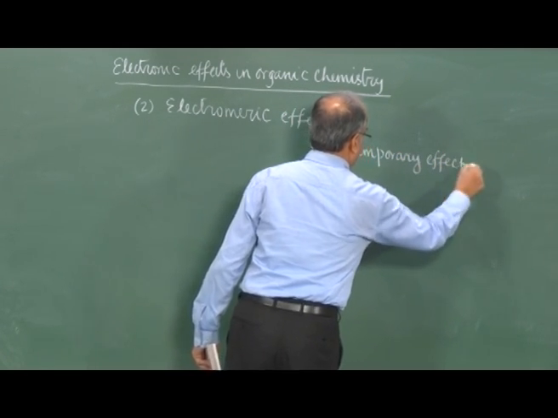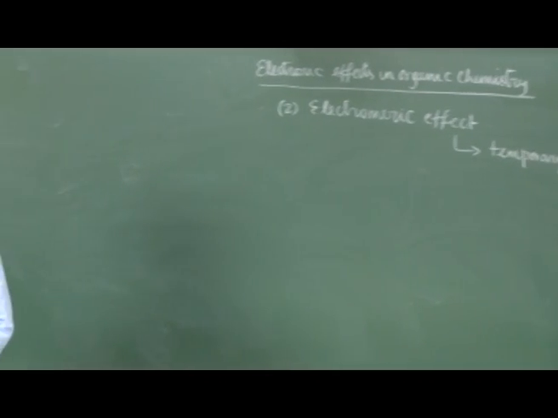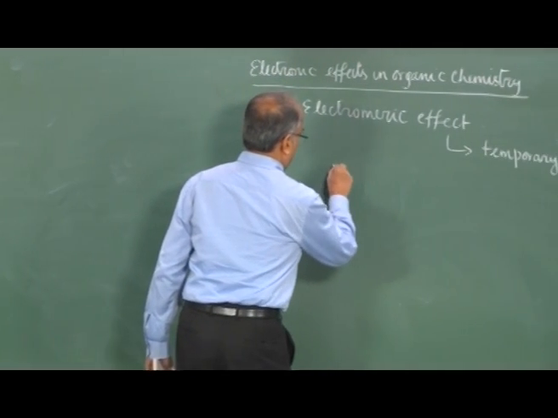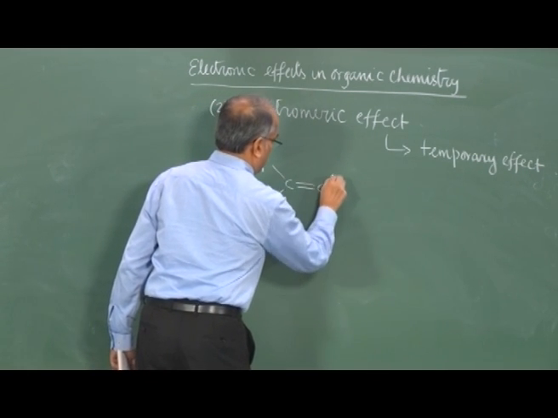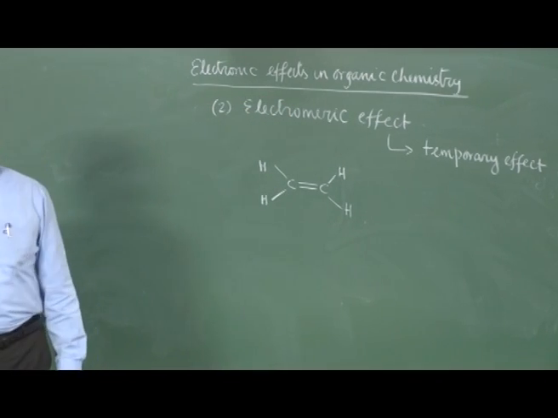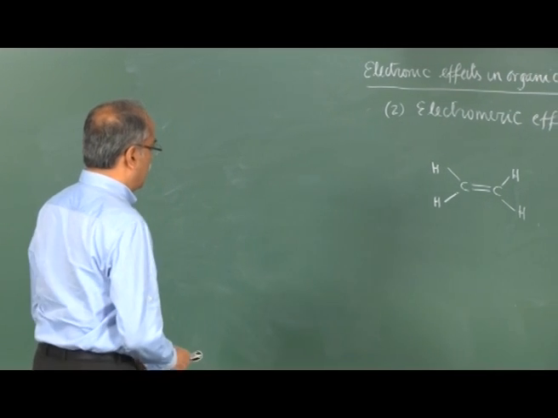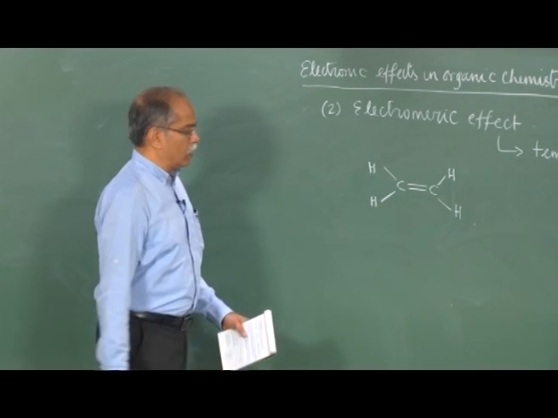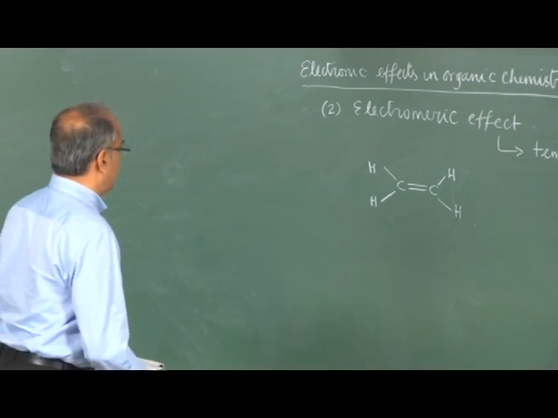This effect is felt only when a reagent approaches a particular reaction center. Let us take the example of, again, a carbon-carbon double bond. Remember, the sigma electrons are fairly fixed, whereas the pi electrons are a little more mobile than the sigma electrons. In other words, these pi electrons can be delocalized, whereas the sigma electrons are seldom delocalized.